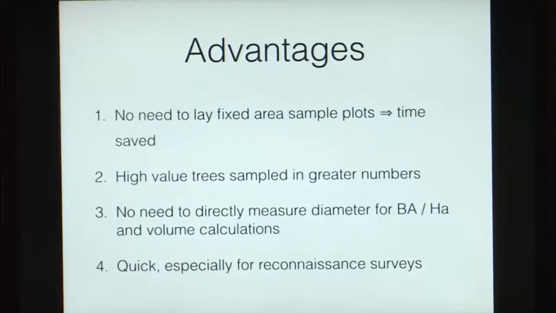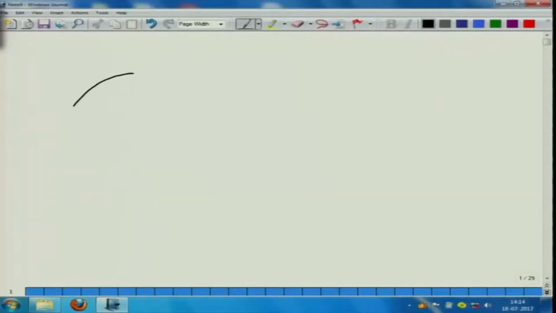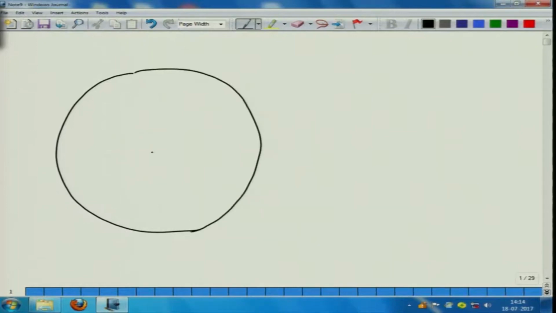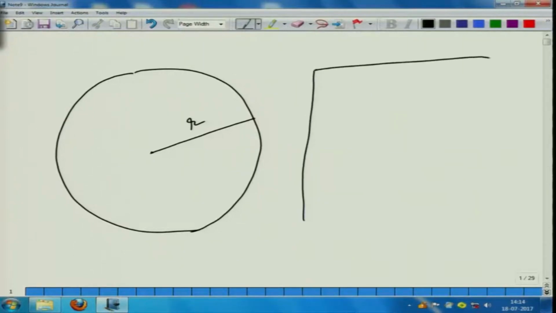So, here are the advantages of point sampling. One, there is no need to lay fixed area sample plots. So, you save a lot of time. Fixed area sample plots are those sample plots whose area has already been determined by you. When we talk about fixed area sample plots, they can be of two kinds. You can take a circular sample plot of radius r, or you can take a square shaped sample plot whose side is a.